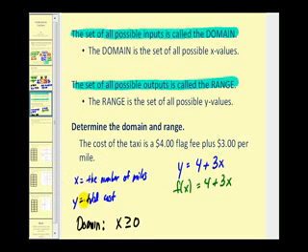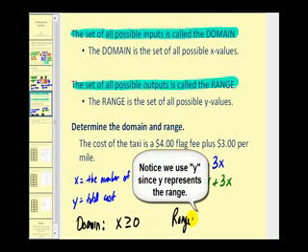Now the range are all the possible y values. Well, looking at this cost equation, if we go 0 miles, we still have this $4 flag fee for calling the taxi. So the cost of the taxi is going to be $4 or more. So we could say that the range would be y greater than or equal to 4.